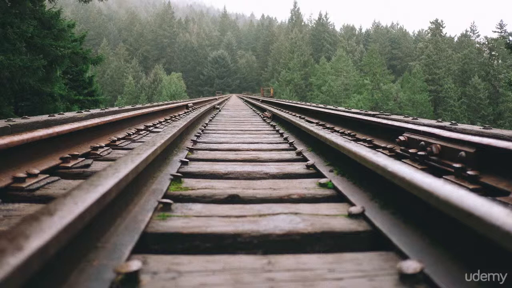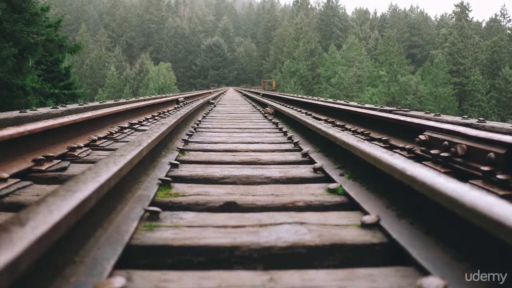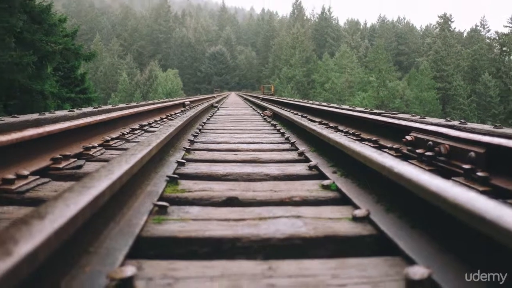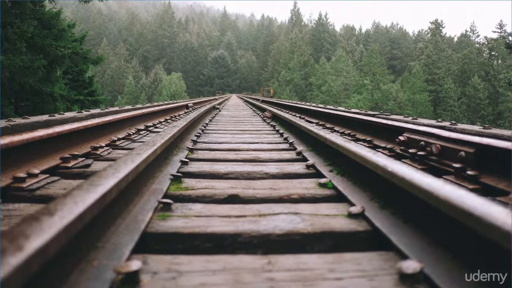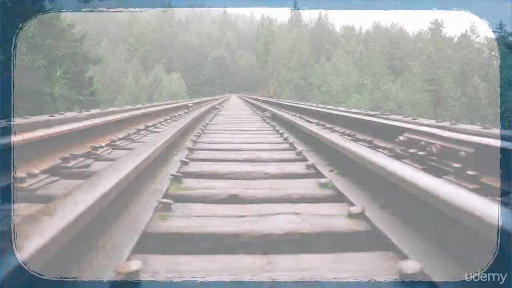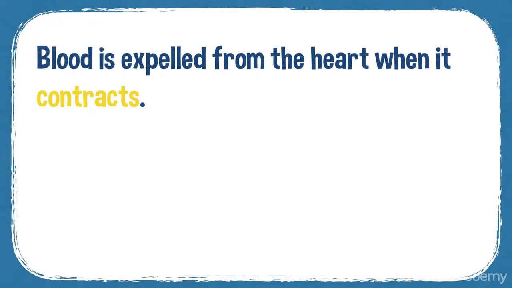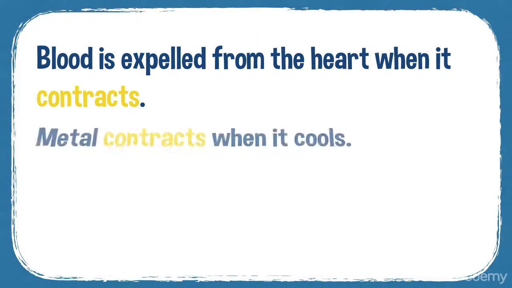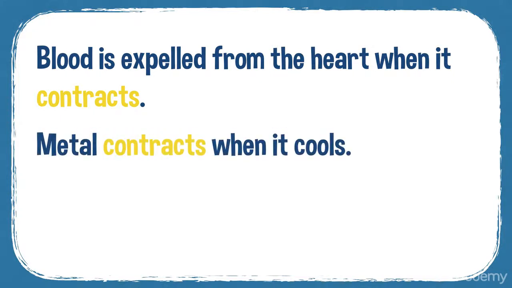When metal gets hot, it expands, but when it cools, it contracts, which is a big problem for metal railway tracks, which expand when it gets hot and contract when they get cool. Blood is expelled from the heart, pushed out of the heart when it contracts. Metal contracts when it cools.